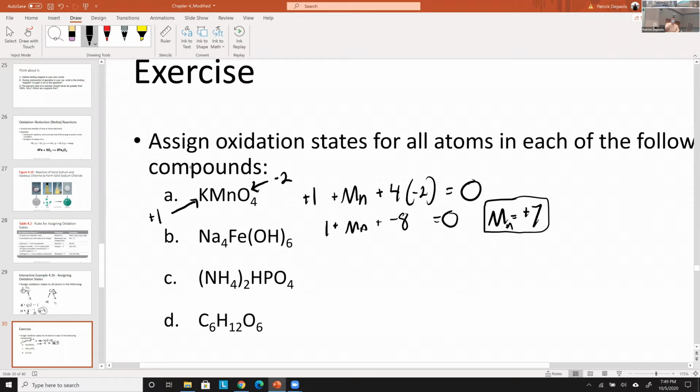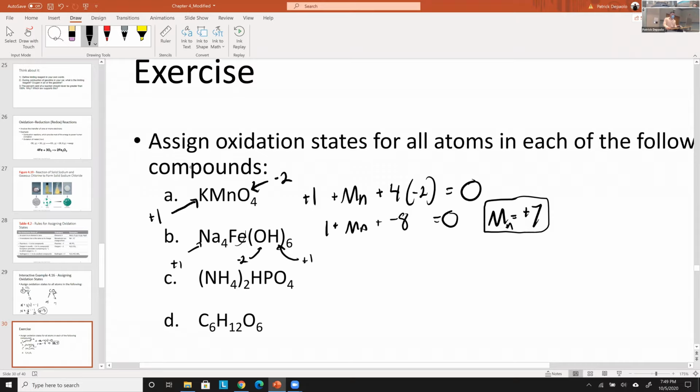So yeah, that's basically it for assigning oxidation states. So we'll do B together, and then I'll give you a minute to do C and D on your own. So for B, same thing. We have hydrogen this time. So we know hydrogen is what? Good, +1. Oxygen is -2. Good. Sodium is good, +1. And then iron, we don't know. We'll figure it out.